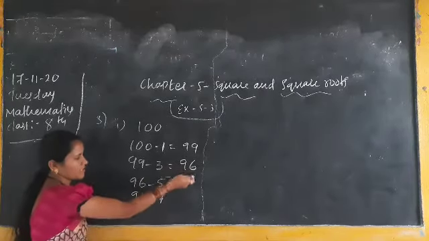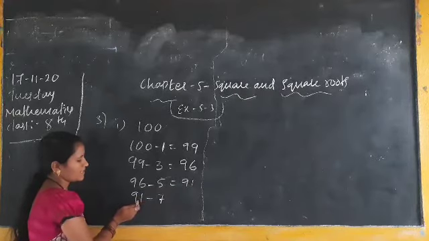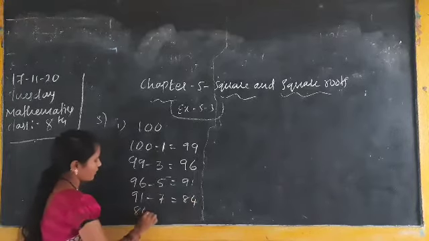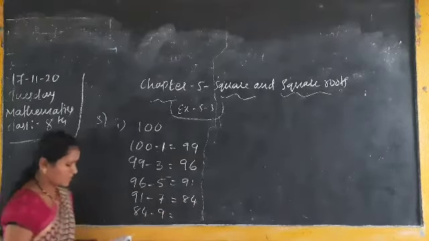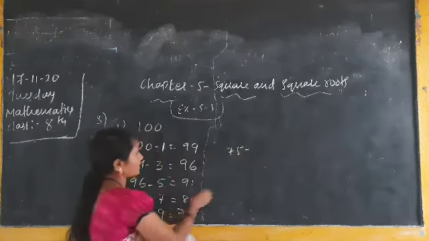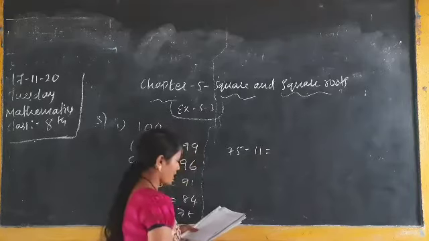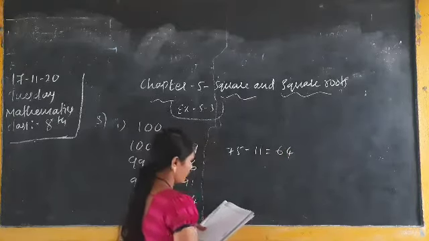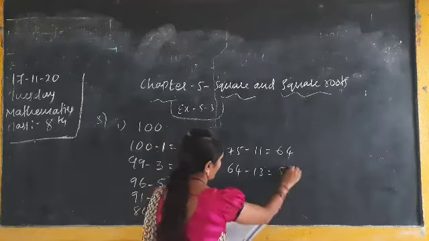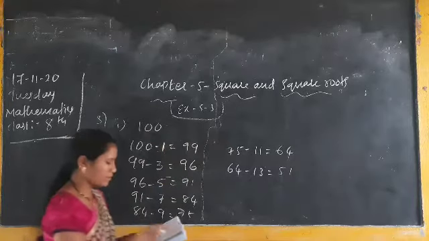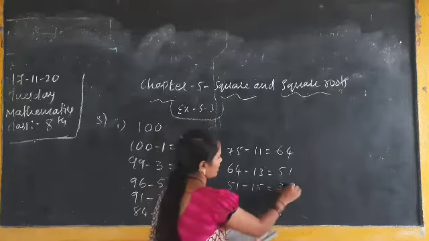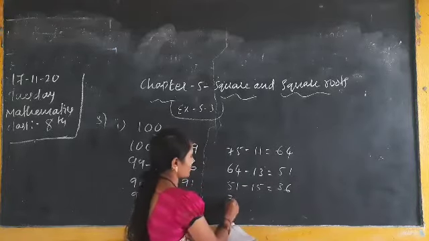Next, take whatever digit you get. 91 minus 7 gives 84. Next 84, after 7 comes 9, so 75. Next 75, after 9 take 11, the next odd number, and you get 64. Next 64, after 11 comes 13, so 51. You have to continue this method up to 0. Next 51, 13, after that 15. 51 minus 15 gives 36.